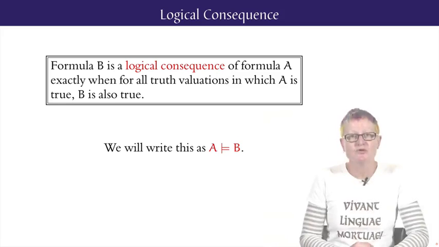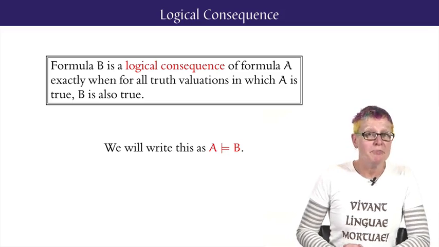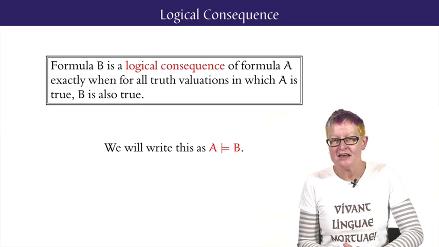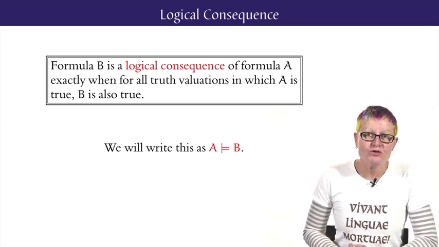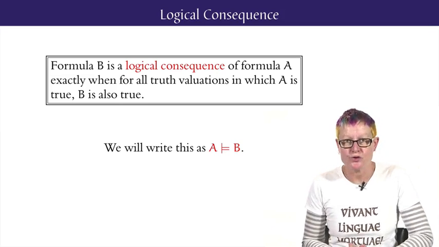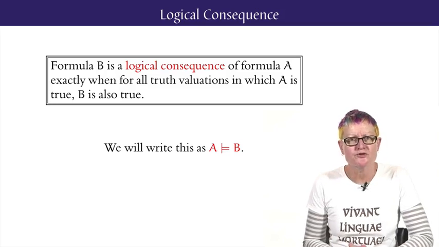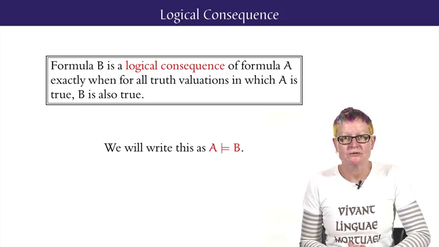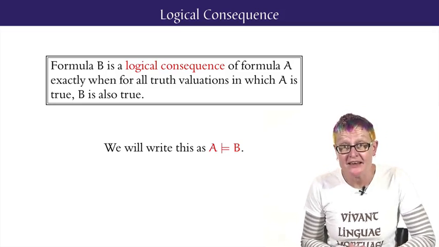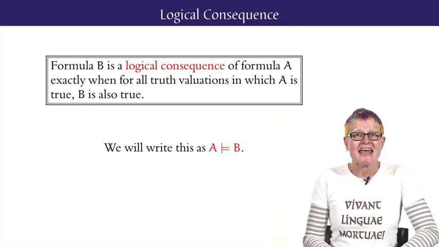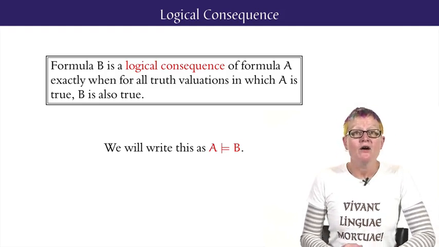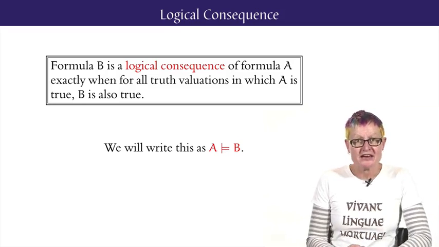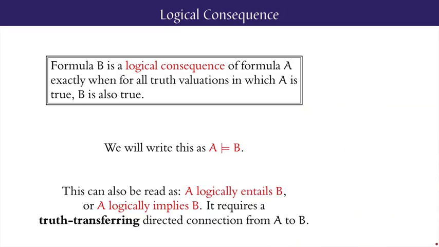First, the notion of logical consequence. A formula B is a logical consequence of a formula A exactly when, for all truth valuations in which A is true, B is also true. We write this with a double turnstile symbol. So A double turnstile B can also be read as A logically implies B or A logically entails B. And we will use these phrases interchangeably.